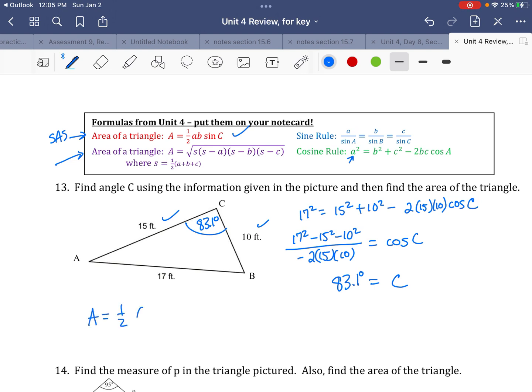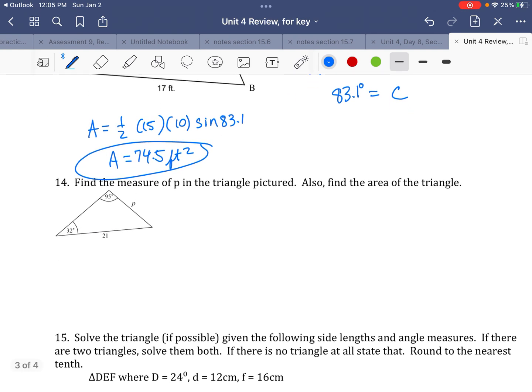My area is 1/2, 15, because it's just easier, and then 10, and then sine of 83.1. So I will just do 0.5 times 15 times 10 times the sine of the last answer in my calculator. That comes out to 74.5. And it is in feet, so I'll say feet squared, or square feet. But again, you could have used the purple formula as well.